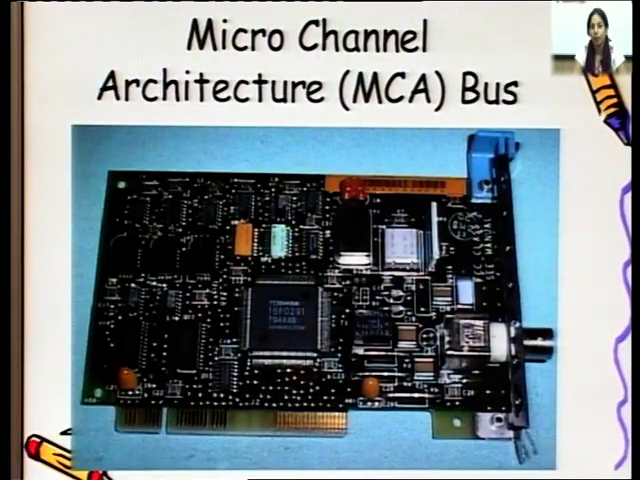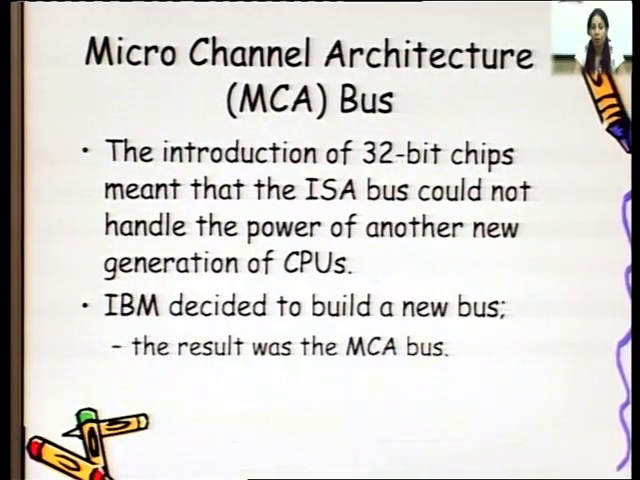These are the micro channel architecture MCA bus. These are the features of the micro channel architecture bus. The introduction of 32-bit chips meant that the ISA bus could not handle the power of another new generation of CPUs. IBM decided to build a new bus, and the result was the MCA bus.